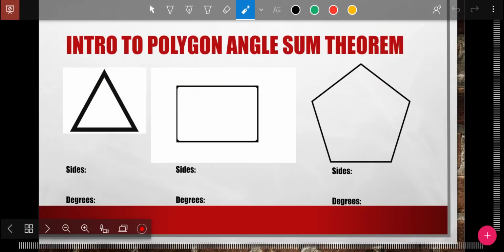And so let's introduce this theorem called the polygon angle sum theorem. I'm going to count the sides. This is a triangle, it has 3 sides. This has 4 sides. I'm going to call it a quadrilateral, but it looks like a rectangle. This has 5 sides. It's a pentagon. We already have learned that a triangle has 180 degrees. If this was a rectangle, we would know all of the corners are 90, and we would add those up and we would get 4 90s make 360.